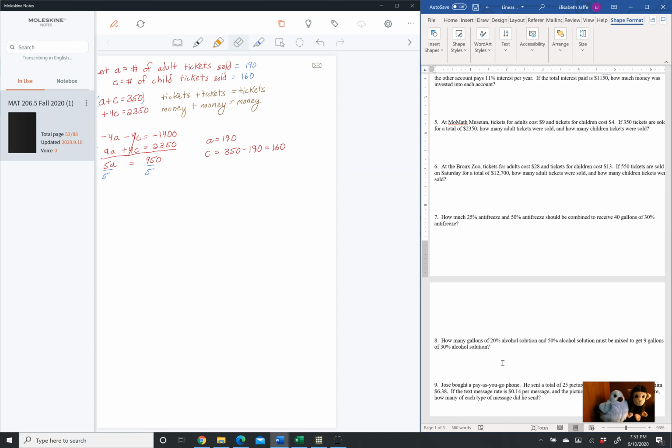Number 6 says, at the Bronx Zoo, tickets for adults cost $28. Tickets for children cost $13. If 550 tickets are sold on Saturday for a total of $12,700, how many adult tickets were sold and how many children tickets were sold? Very, very similar, practically identical, right? We're just talking about the zoo instead of the museum.